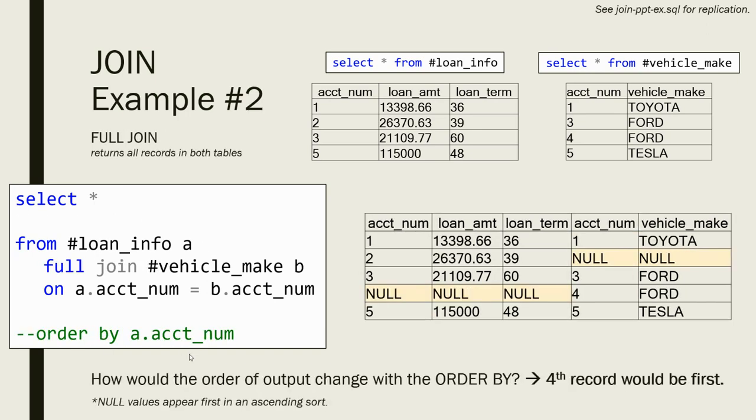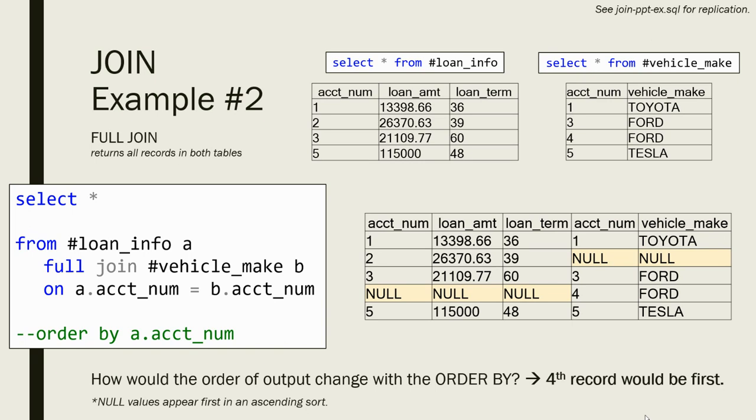I did comment out the order by here just to bring up one point for this particular nuance with null values and how they appear in ascending or descending sorts. But we won't go into that yet. The important part is that we're executing a full join. All records return from both tables, regardless if there's a match in the other table.